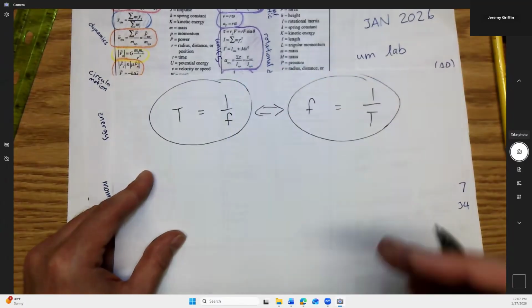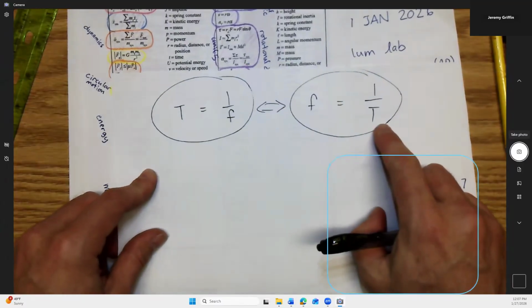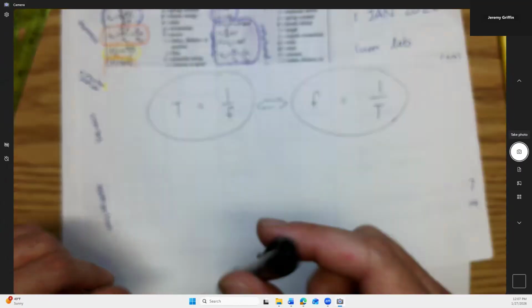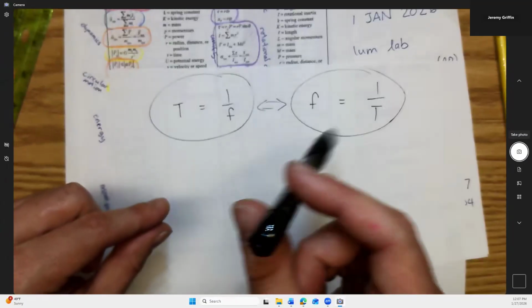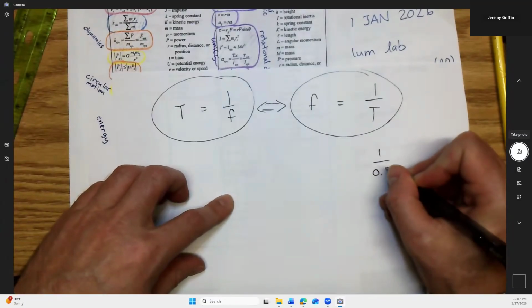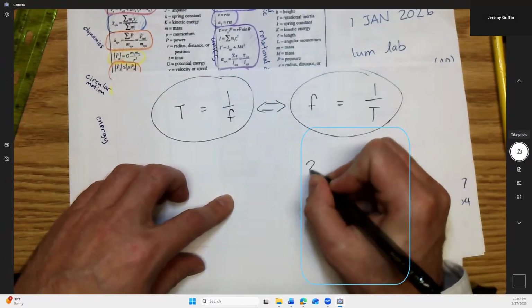Okay. Guys, let's do a numerical example. So this will click. What if the time to swing back and forth for your pendulum, let's say it took half a second. Do you guys get that? It takes half a second. What is 1 divided by 0.5 seconds? Yeah, it'd be 2.